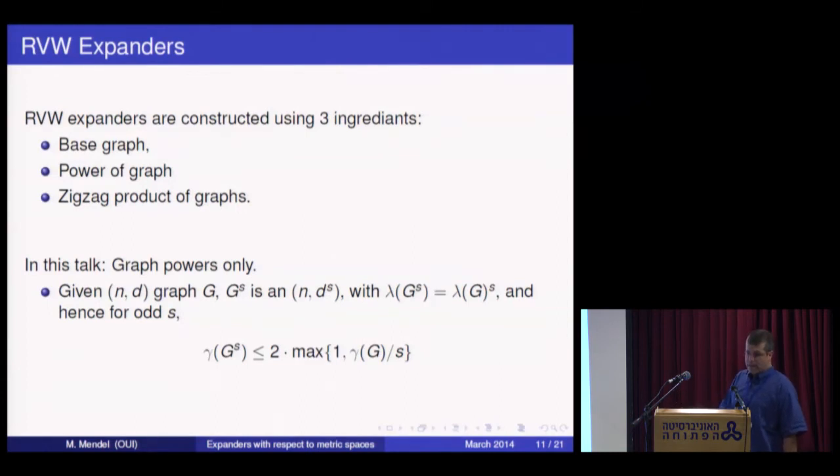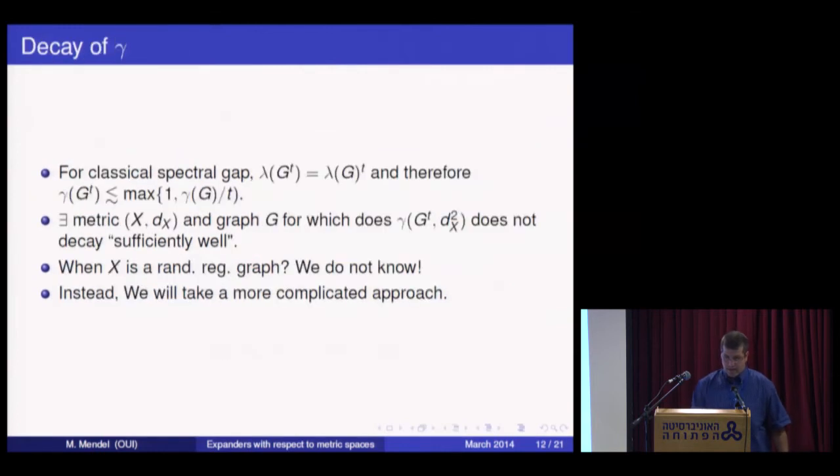So you see what the power gives us. The way that zigzag expanders are constructed, they are constructed iteratively. The next graph in the family is constructed from the previous one. The power operation improves gamma, it decreases gamma at the cost of increasing the degree. And the zigzag product will counterbalance this. But we are going to, as I said, concentrate on the power. And you see what happens here. We have this gamma which improves in the classical spectral gap, but now I want to talk about gamma in general metric spaces. Does it also improve? So it turns out it doesn't.